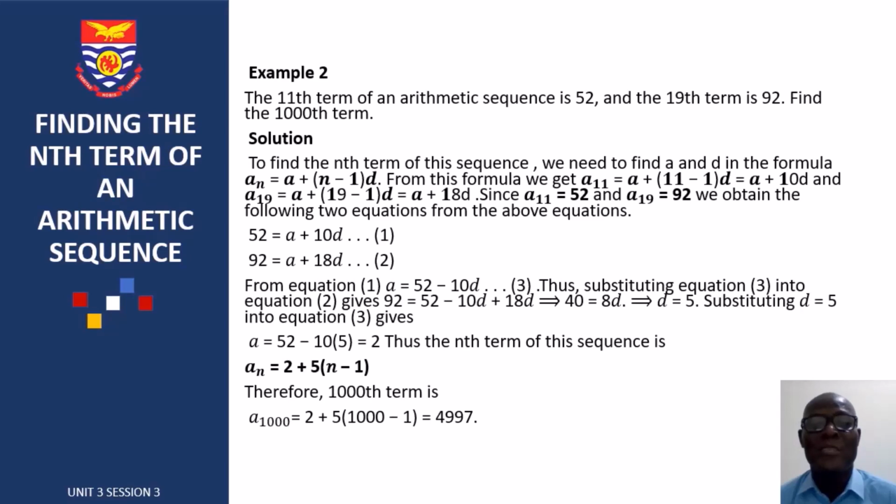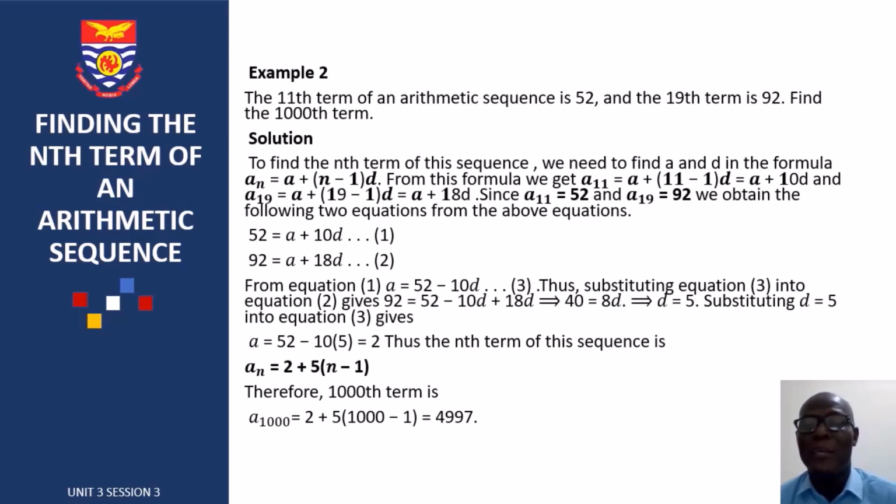Now, we substitute this equation 3 into equation 2. It means in equation 2, where there is A, we write 52 minus 10D. And that gives 92 equals 52 minus 10D plus 18D. Now, subtracting 52 from both sides, this gives 40 equals 8D, because negative 10D plus 18D is 8D.